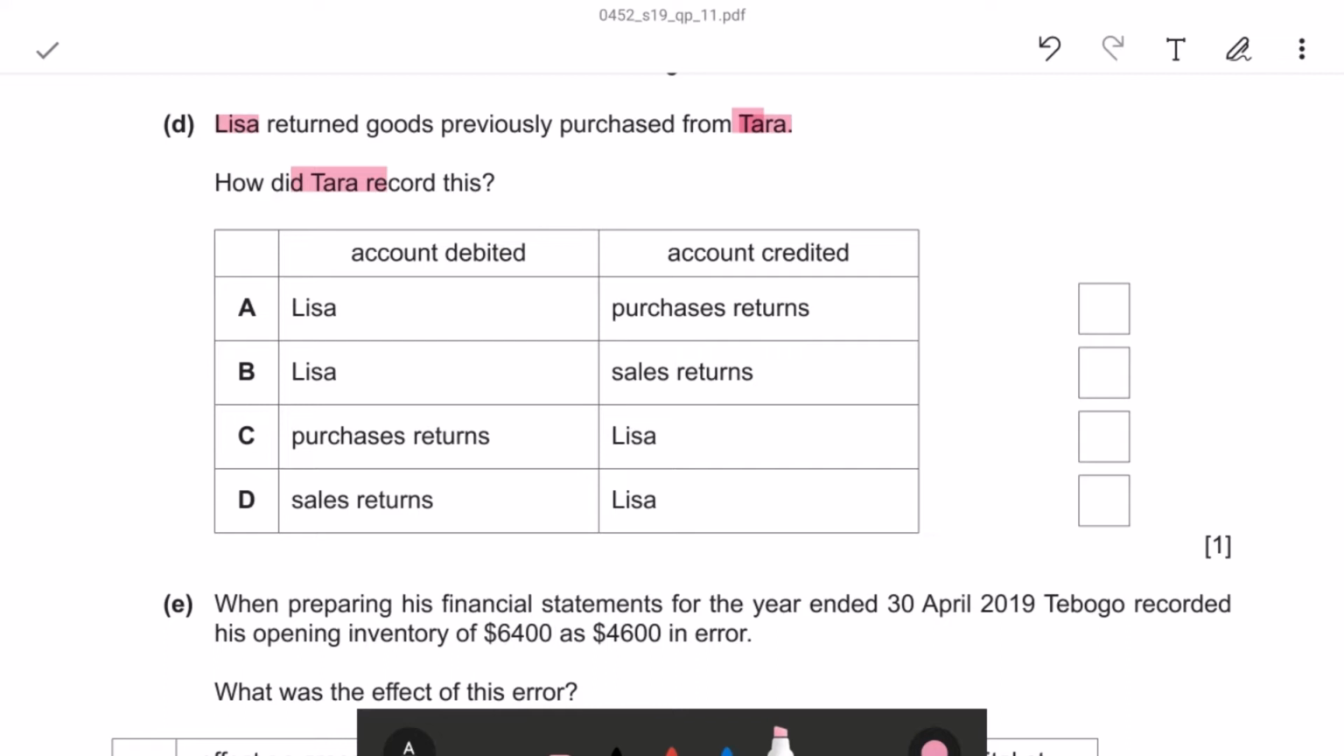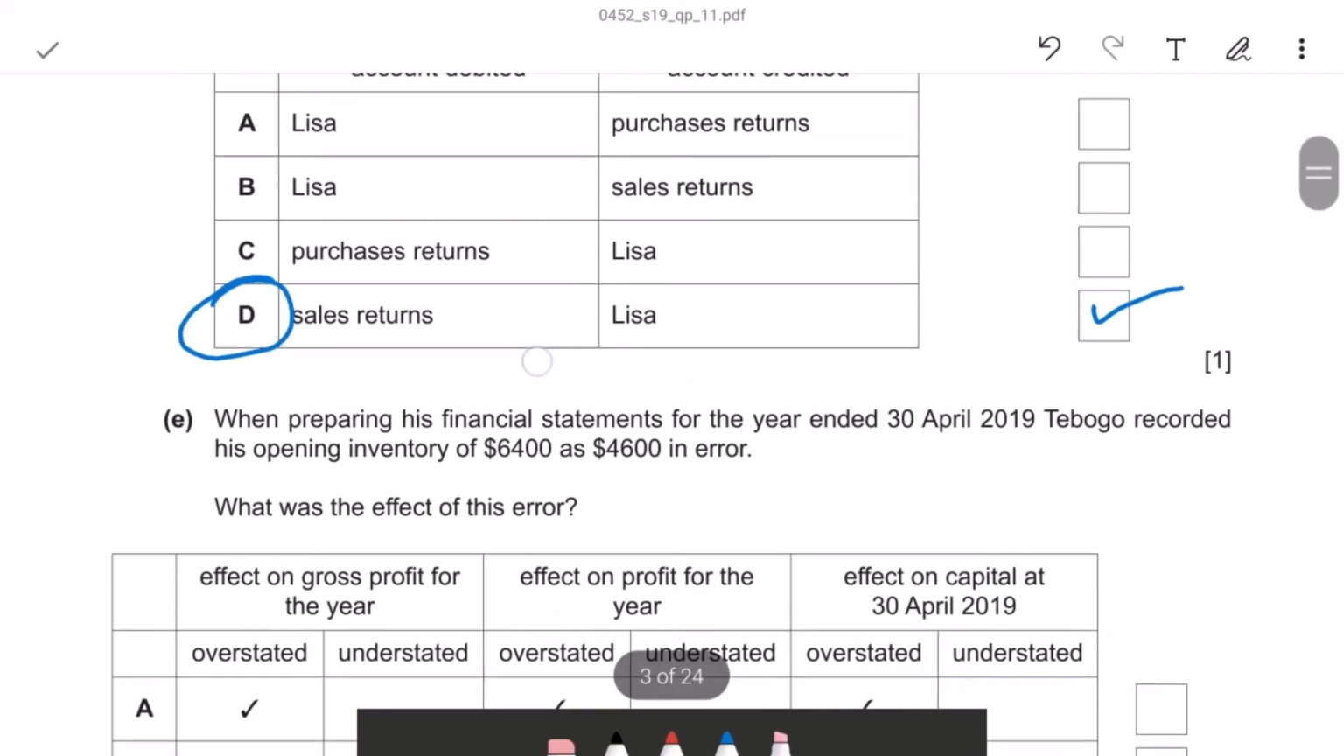So to the supplier, the goods are coming back to the business. Sales are always credit. Sales return is always debit. So to Tara, it is the sales return account, from where this return is coming from Lisa. So sales return account debit and Lisa credit. Correct answer is D. Next question.